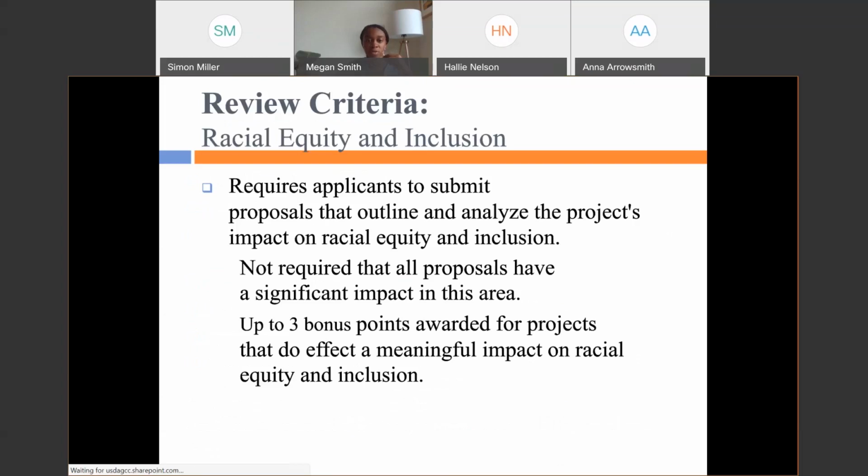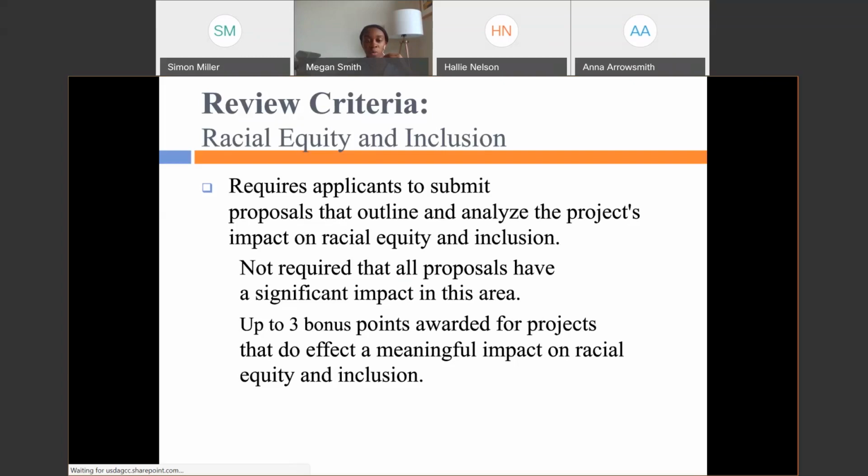As a reminder, the new racial equity and inclusion section requires applicants to clearly outline the project's potential impacts on racial equity and inclusion and include analysis of the project's impacts to specific underserved communities where relevant. The RFA includes guiding questions and project examples for incorporating this section into your proposal. Explicit answers to the questions are not required. Rather, the questions are there to assist in crafting meaningful applications.